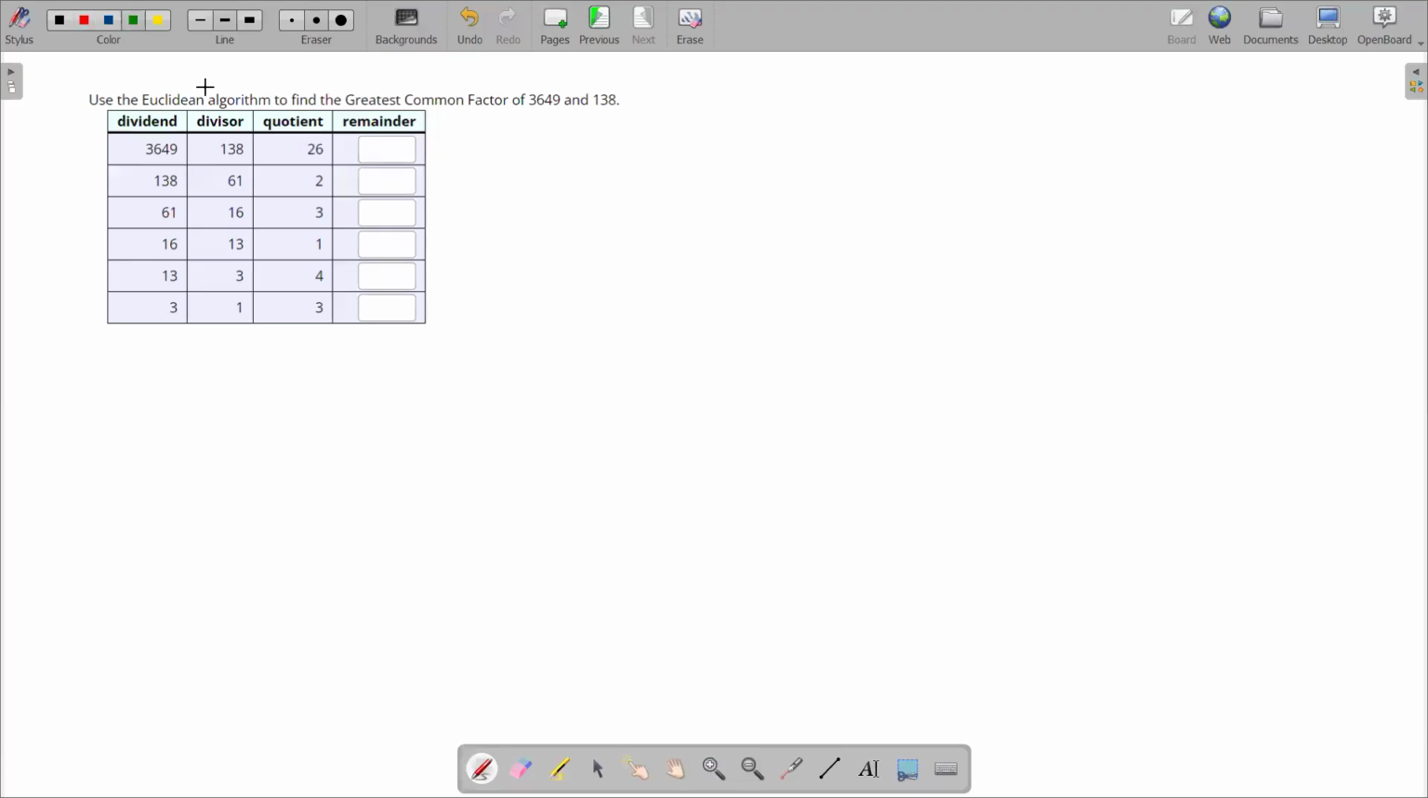So the table here is telling me that if I take 3,649 and I divide by 138, it's going to go in 26 times with a remainder of, and I've got to fill in the remainder. So I'm just reading that first line there. Now I've got to whip out a calculator to help me.